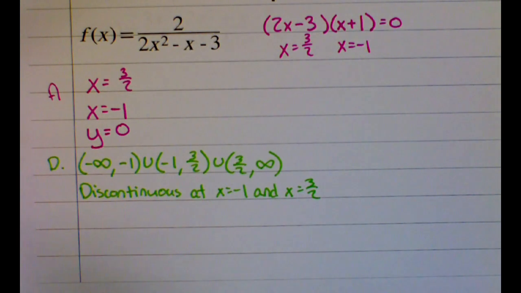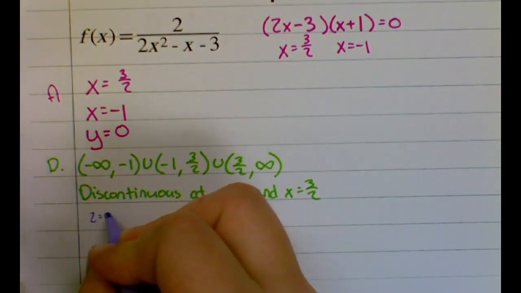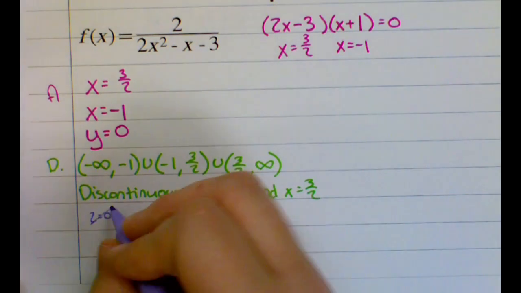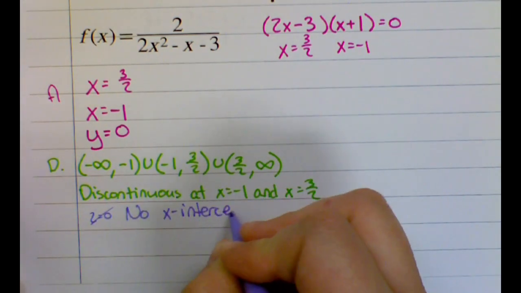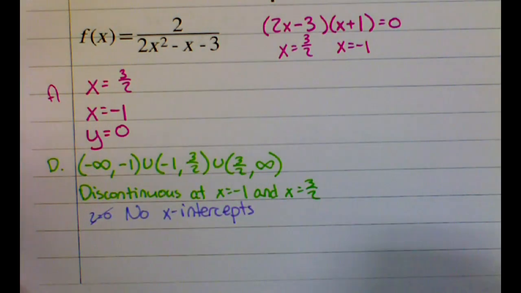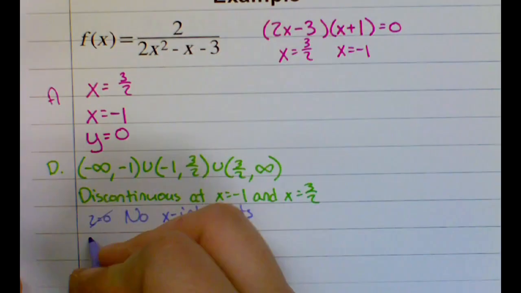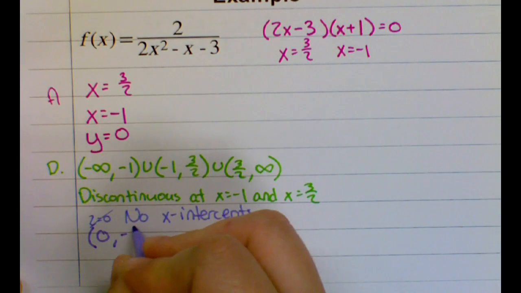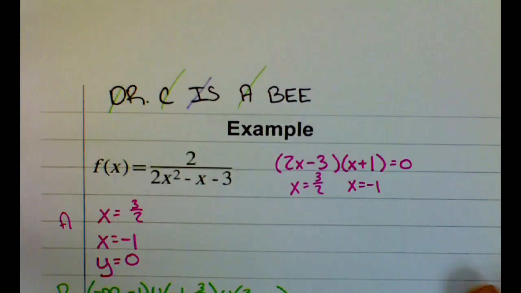Intercepts. For x-intercepts, we set the numerator equal to 0. Well, that's simply not true. There are no x-intercepts. For y-intercepts, we plug in 0 for x. That gives me 2 over negative 3. That's negative 2/3. All right, finished my intercepts.